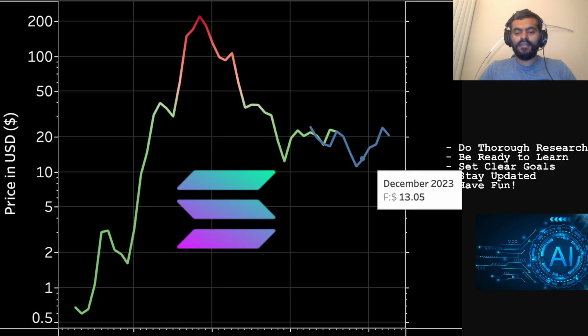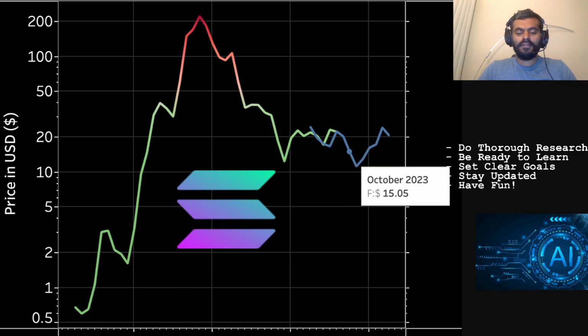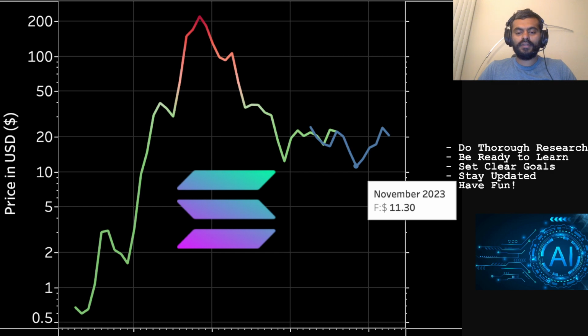This is a base case. In December it's $13, in January $16. You can see the recovery happening towards the beginning of 2024. February is at $17.50, March at $24, and April at $20. So kind of like a crash till the lows that were created in December 2022, sometime in the November December time frame 2023, and then a V-shaped recovery. That's the base case for Sol per the model.